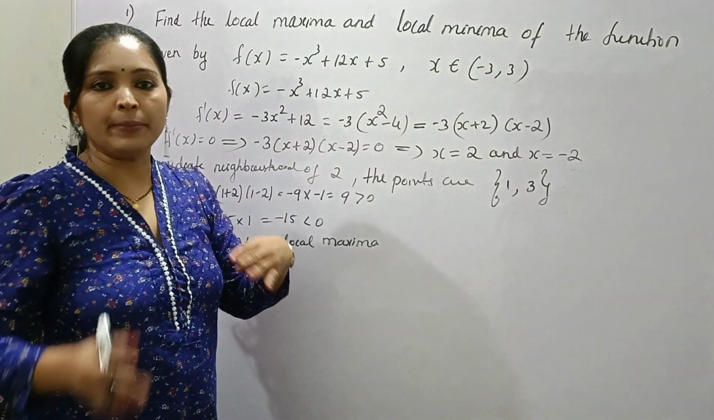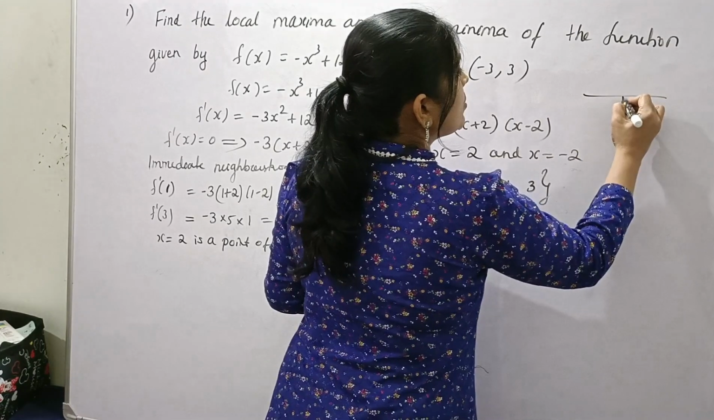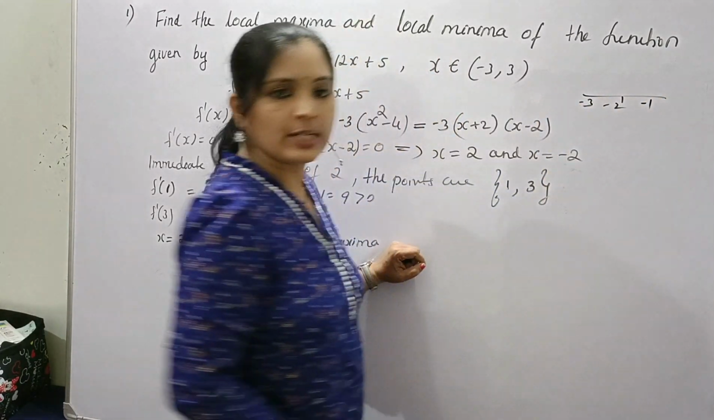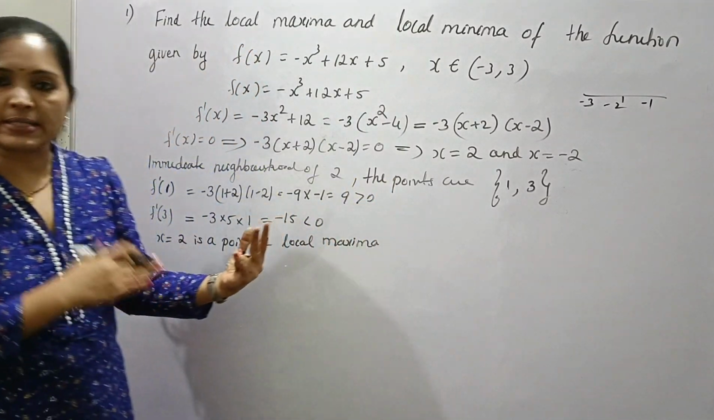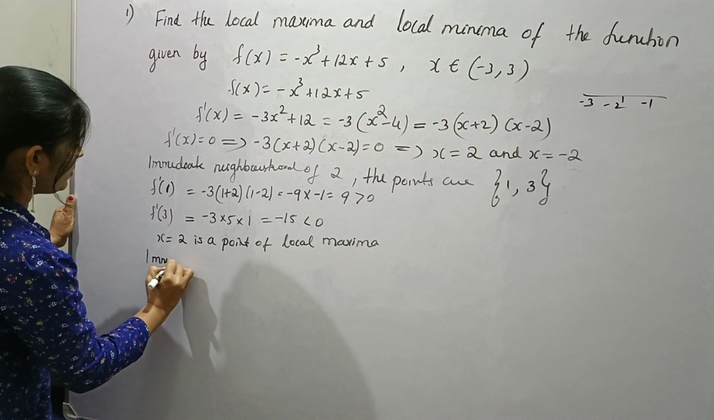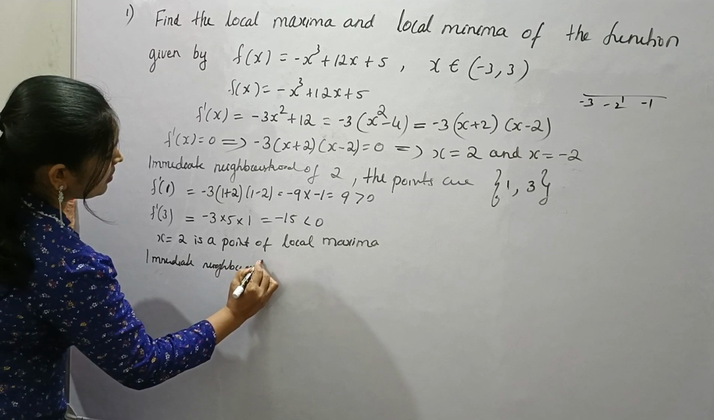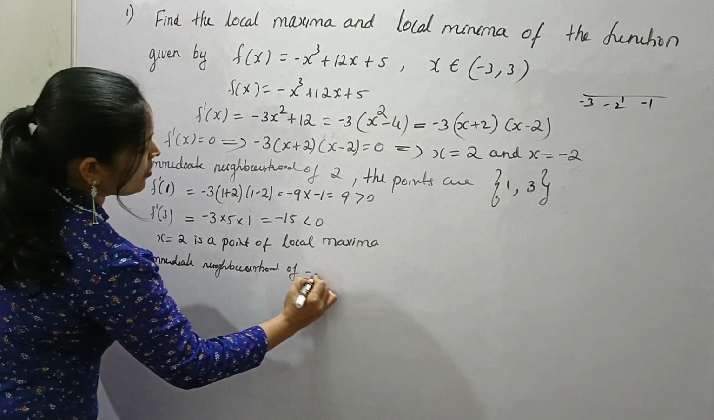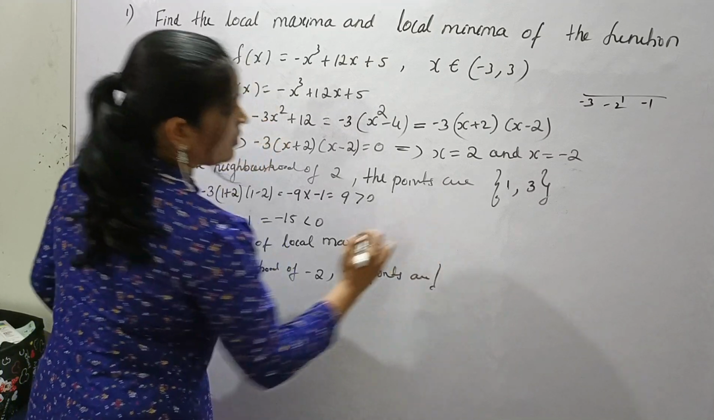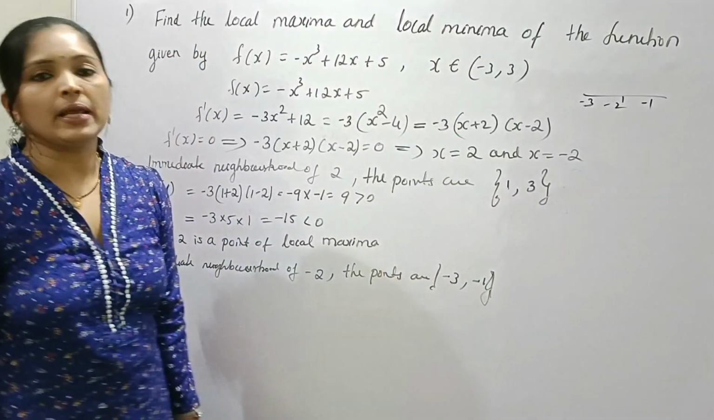So here also we will take the immediate neighborhood points of minus 2. Left of minus 2 is nothing but minus 3, right of minus 2 is nothing but minus 1. So let's take the points minus 3, minus 1. So here, the immediate neighborhood of minus 2, the points are minus 3, minus 1.